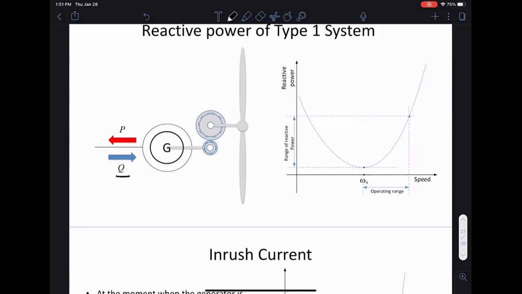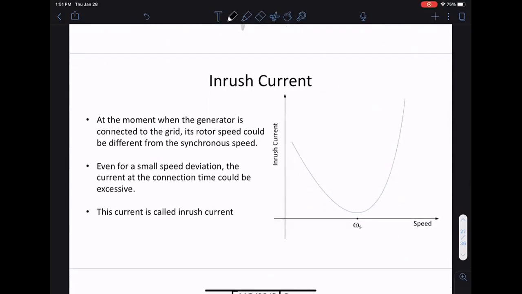Okay, so this is one drawback. The second drawback is called the inrush current. What inrush current says is, if you look at the current to speed relationship, again, the minimum occurs at the synchronous speed, right? This minimum occurs at synchronous speed. But this curve is quite steep, so it's a curve that goes up and down quite steeply.